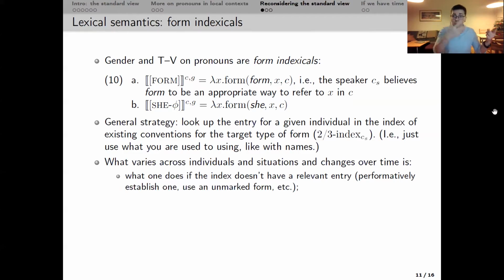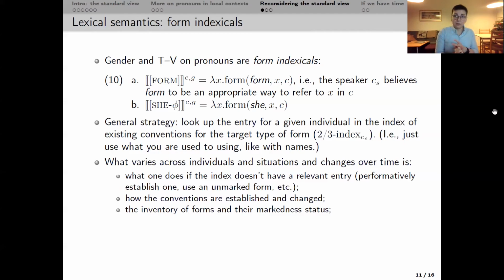Are you going to try to create one on the spot? Are you going to use an unmarked form? What are you going to do? The second locus of variation is going to be how you establish a new form. Do you establish it based on the perceived gender of this person, on their name? For TV features, it might differ a lot depending on the situation and who you're talking to.